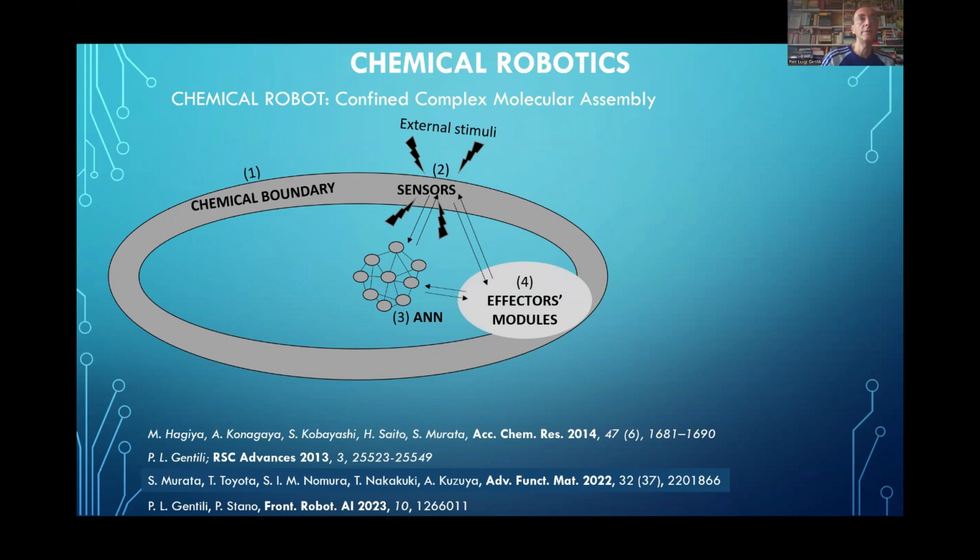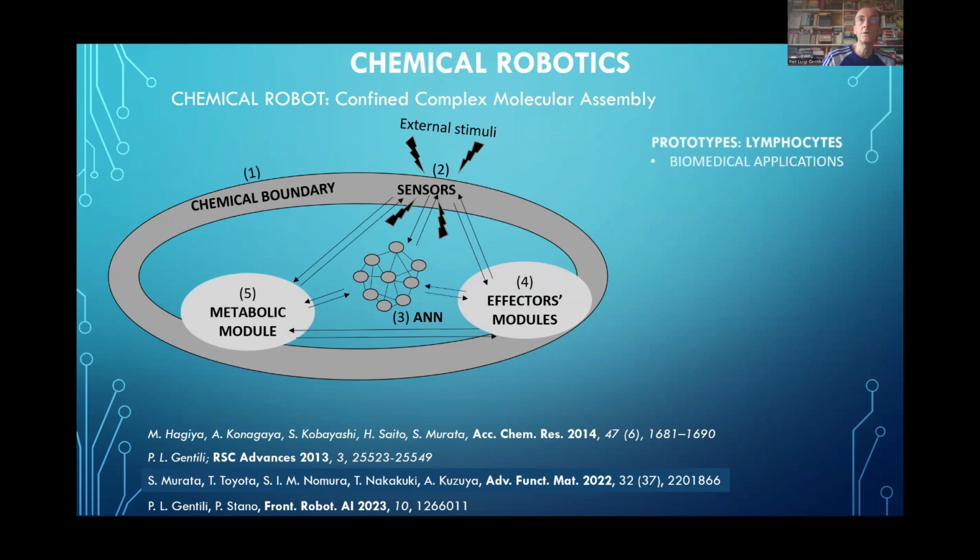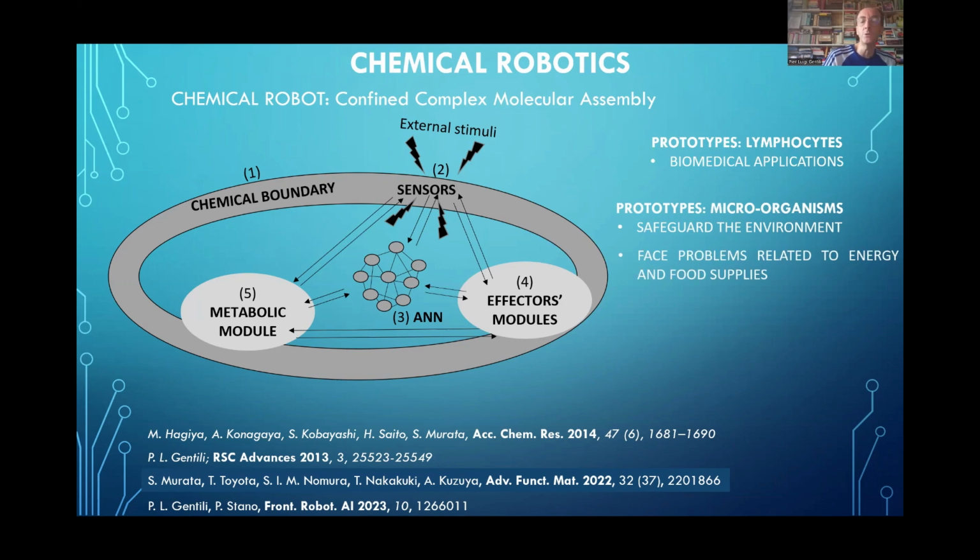The intelligent activities of a chemical robot should be sustained by an appropriate metabolic model. Chemical robots should be easily miniaturized in order to be implanted in living beings and interplay with the cells and organelles to perform biomedical actions. In other words, the prototypes for these chemical robots are lymphocytes, the cells of the immune system. But at the same time, we might think of deploying chemical robots in the environment to fight pollution and face problems related to energy and food supplies, as enticingly alleged by the futurist Kurzweil. In these latter cases, the prototypes for the chemical robots are the microorganisms.